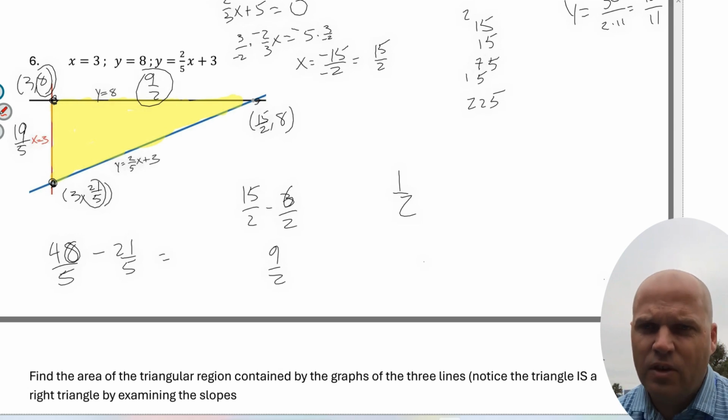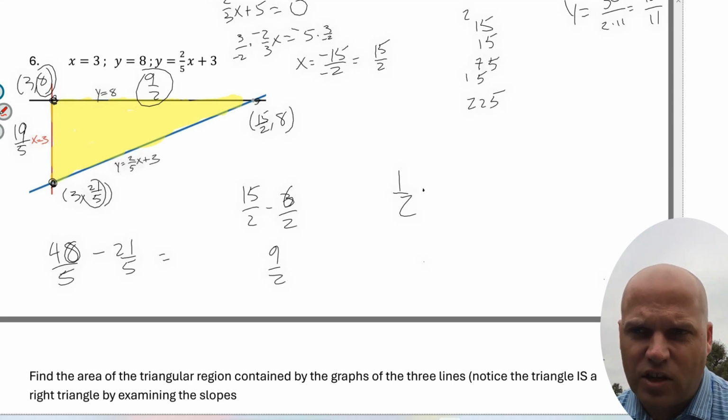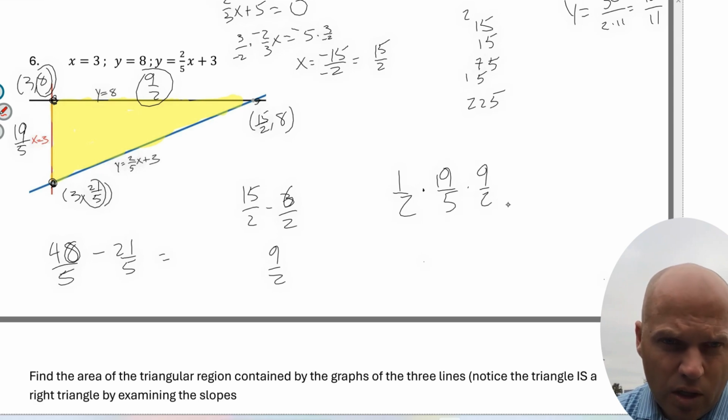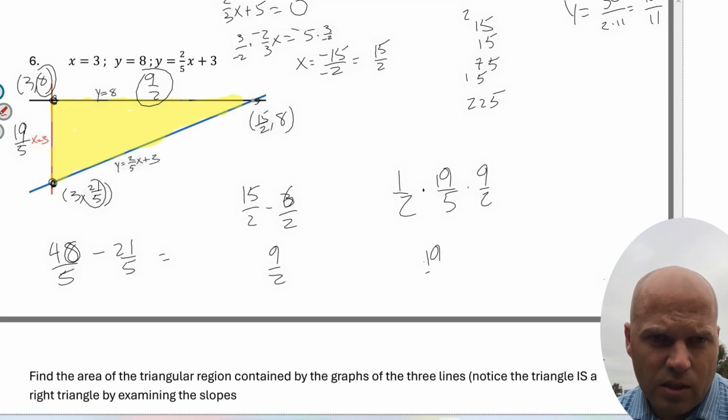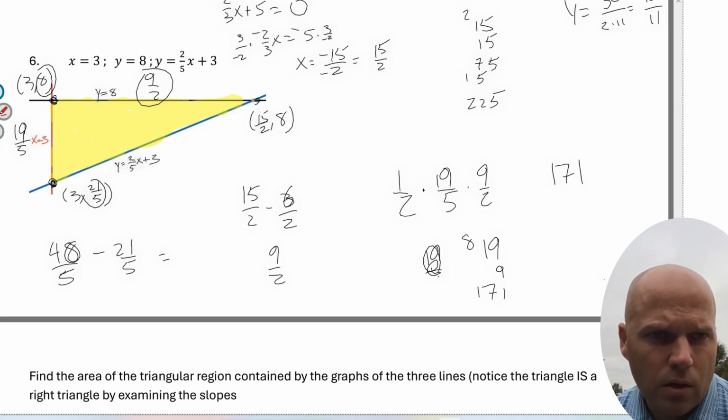So 1/2, my base length of 19/5, my height of 9 halves. It doesn't matter which one goes in which order. We're good. Oof. It's not going to be nice. I have to dig out 19 times 9, which is 171 over 20ths.